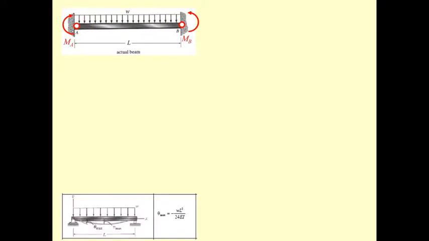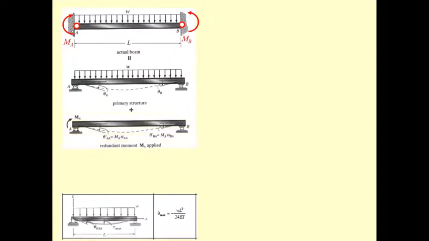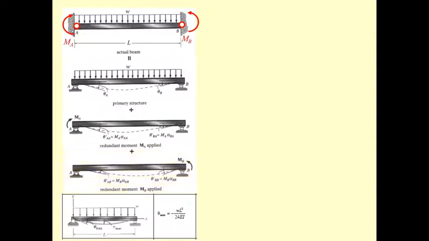Okay, so next, compatibility condition. We're going to separate the beam into 3. One is the primary beam, the simple beam subjected to the moment, and the other one, the simple beam subjected to M sub A, and the last one, the simple beam subjected to M sub B.